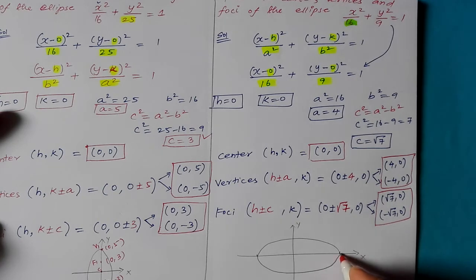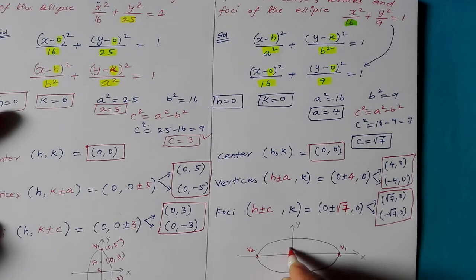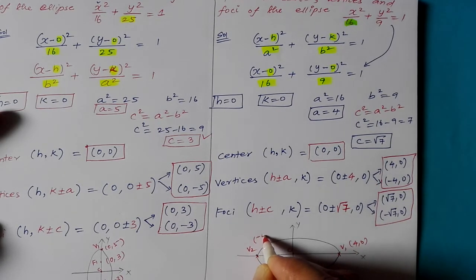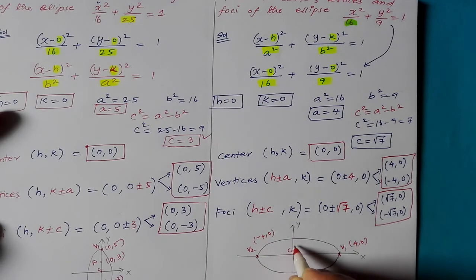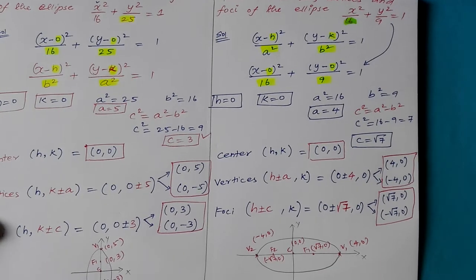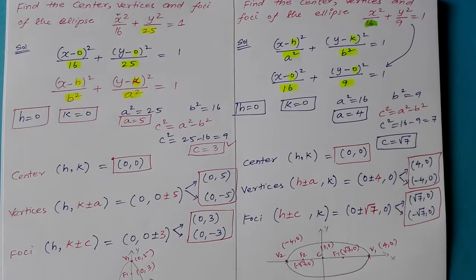So this is my v1, v2, and this is my center. What is v1? 4 comma 0 here, and here minus 4 comma 0. Center about the origin, and here focus 1 is root 7 comma 0, f1. This is f2, minus root 7 comma 0. So this is the graph of this one. Now we are going to see the next type of problem.